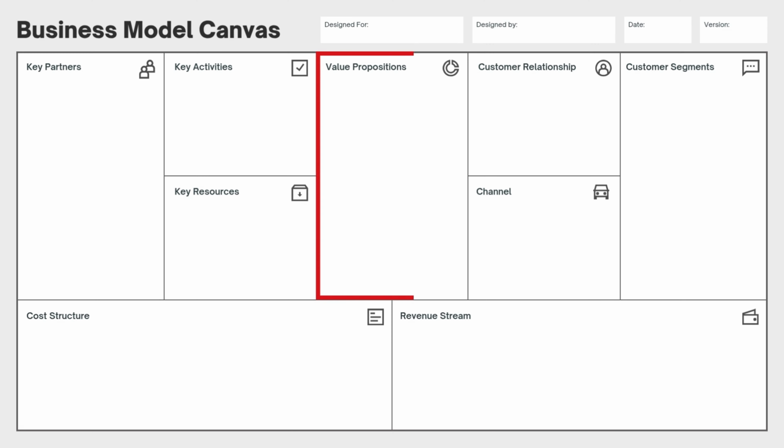Now that we have identified our customer segment, the next step of the business model canvas is defining your value proposition, or I can say this is step 2. Remember, a strong value proposition addresses your customer's pain point and also highlights how your business creates value for them. So to define your value proposition effectively, ask yourself these crucial questions.